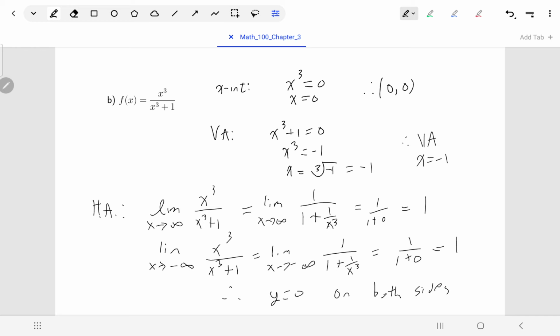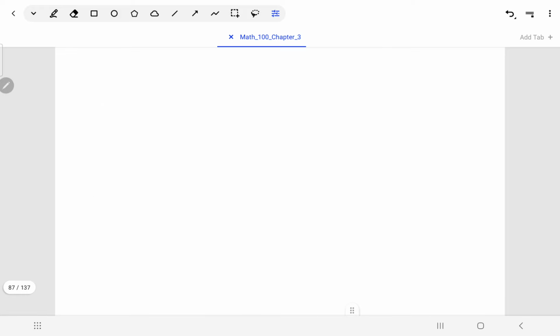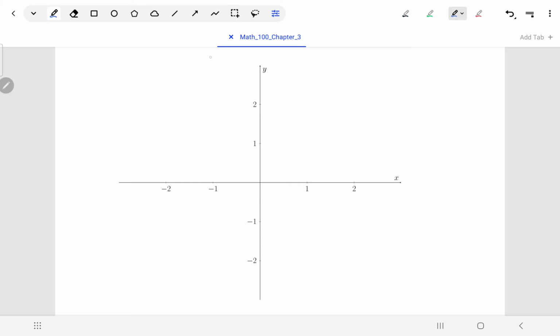I'll plot some of that in right now before I forget. I'll put in my vertical asymptote, x equals -1, and my horizontal asymptote. And I've got my one point on the curve that I know, which is just the origin, 0, 0.